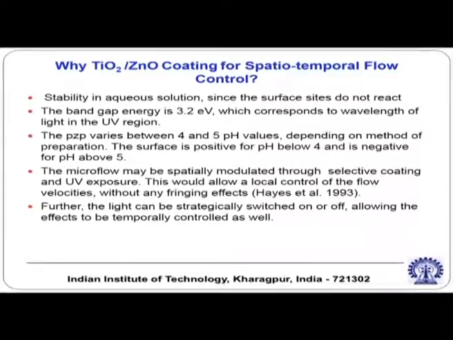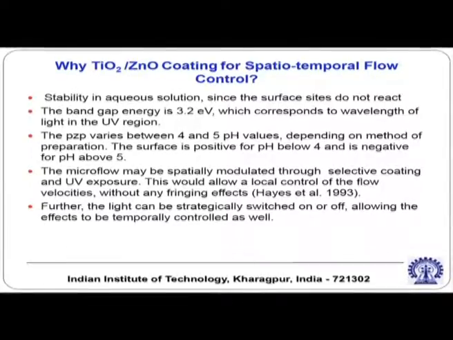Now out of many materials, why do you use titanium dioxide or zinc oxide as a coating? These are stable in aqueous solution since the surface sites do not react with water. The band gap is 3.2 electron volt, which corresponds to the wavelength of light in the UV regime. The PZP, that is called the point of zero potential, varies between 4 and 5 pH. So the surface is positive for pH less than 4 and negative for pH greater than 5.